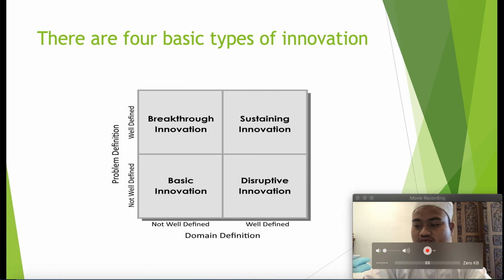Breakthrough innovation involves a paradigm shift. The problem is clearly defined, but the solution is not clear, therefore the success may not be immediate. An example is the discovery of the structure of DNA.